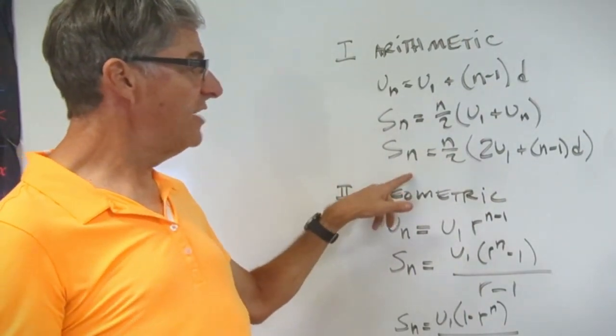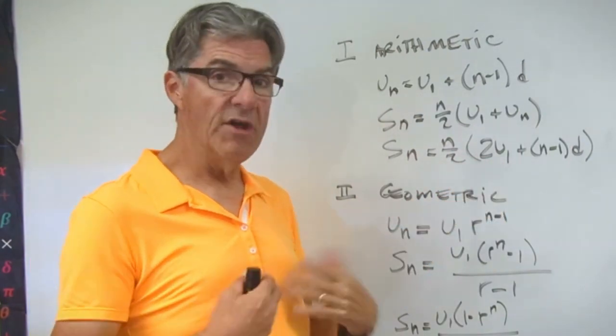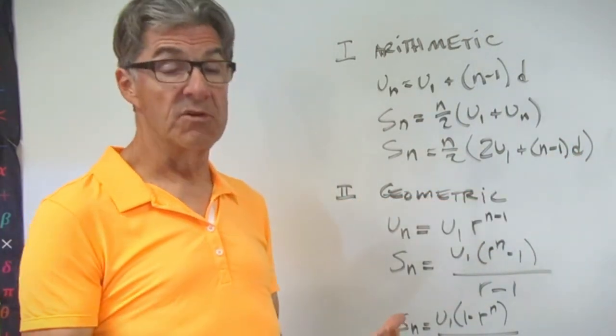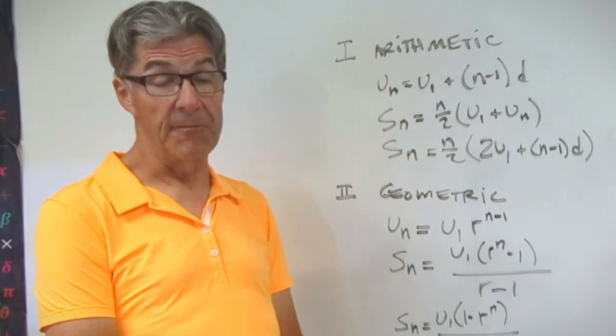Now, this one allows you to do the same thing, but only knowing the first term. If you don't know what the nth term is, all you need to know is the common difference and the number of terms. And you can use this formula to calculate that sum as well.